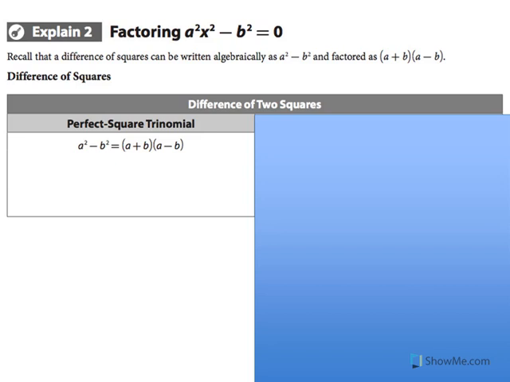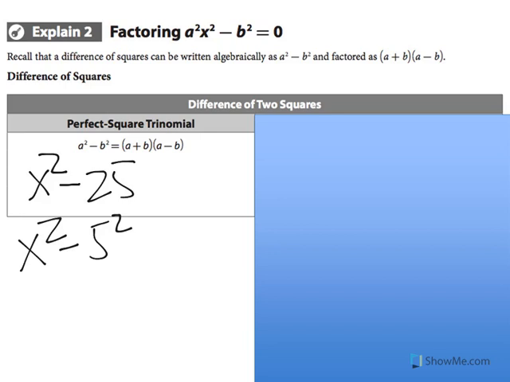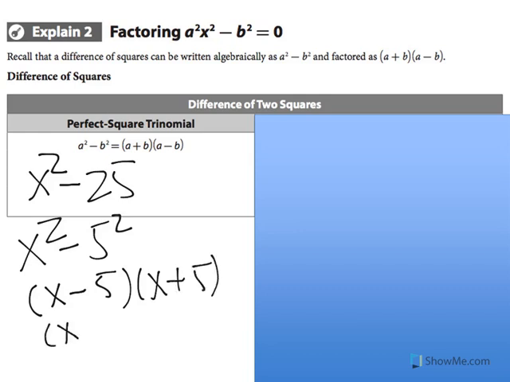This is the other perfect square. Recall that a difference of squares can be written algebraically as a squared minus b squared and factors as the quantity a plus b times the quantity a minus b. Okay, so for example, if I were to give you x squared minus 25, right? So rewrite 25 as 5 squared. So this is the difference of squares. So it can be written as x minus 5 and x plus 5, or you can write it as x plus 5 times x minus 5. Okay, so you get the same answer.